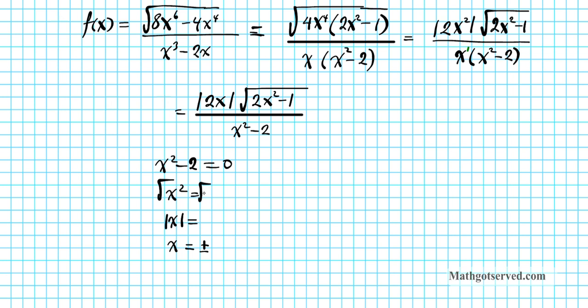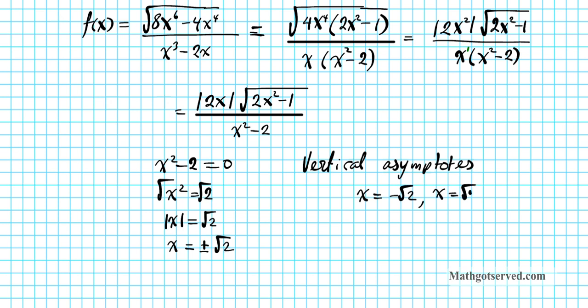Square root of 2. So plus or minus root 2. Okay, so these are our vertical asymptotes. So the vertical asymptotes are x equals negative root 2 and x equals root 2.